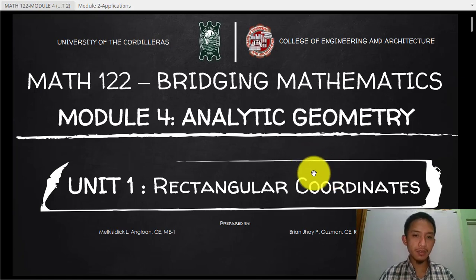Okay, so we are done with Module 1, Module 2, and Module 3, which cover algebra and then trigonometry. So we will proceed with Unit 4, which is tackling analytic geometry. So we will now proceed with analytic geometry.